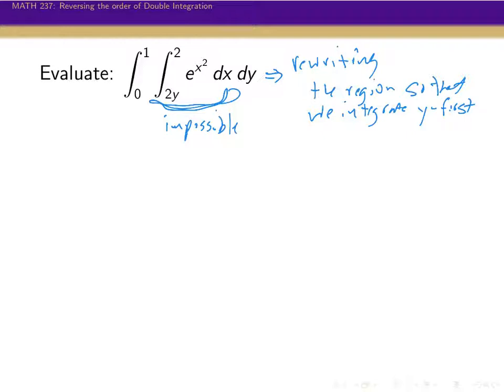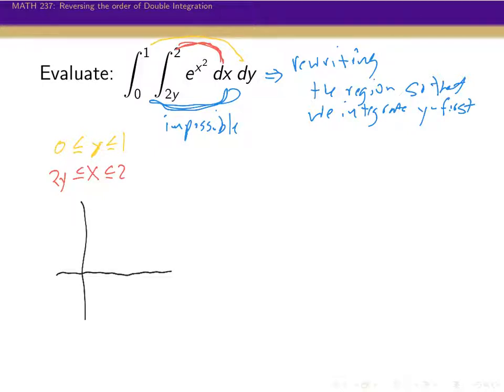Okay, so let's look at this region. Going through these inside bounds, x goes from 2y to 2, that's our bounds for x. So we have x is going to be greater than or equal to 2y, less than or equal to 2. And then our outer bounds are talking about y, and it's telling us that y is going from 0 to 1.